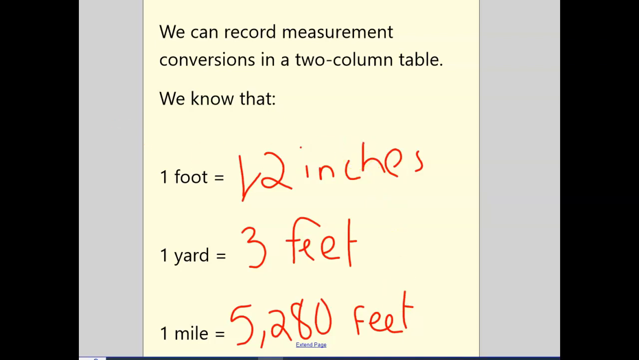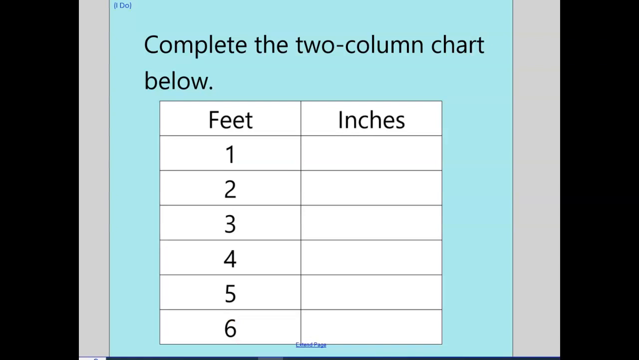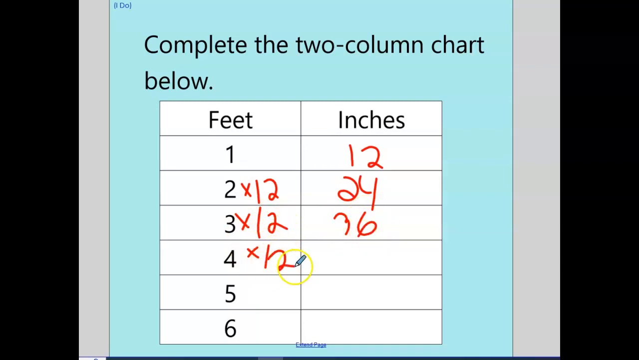Okay, here we go. I do, then you do, and then you'll have some to practice. Feet to inches. Well, we know that there are 12 inches in 1 foot. So to find how many inches are in 2 feet, just like we did with time, we have to take that number and multiply it by the inches. 2 times 12 is 24. So 3 times 12 inches would be 36 inches, 4 times 12 inches, 48, and 5 times 12 inches, 60, and 6 times 12 inches, 72.